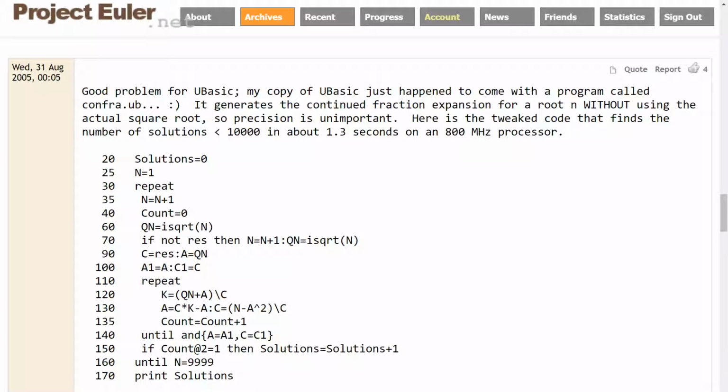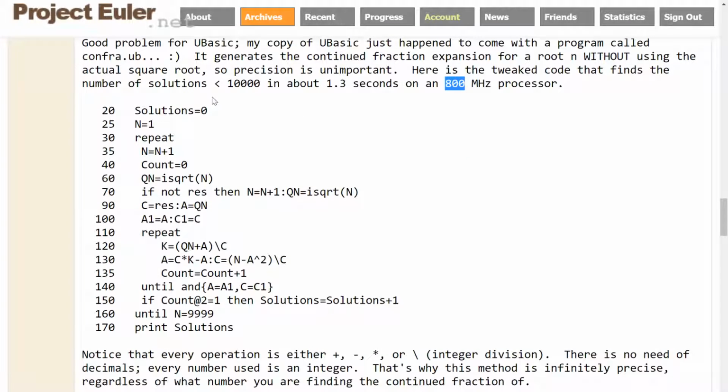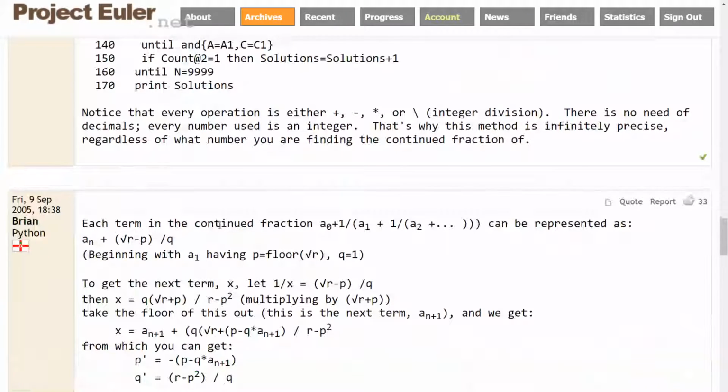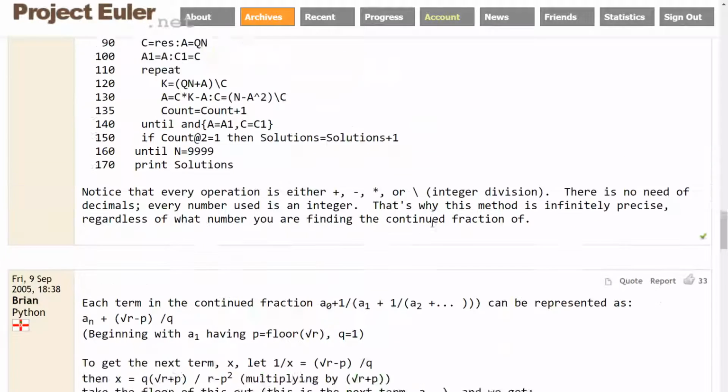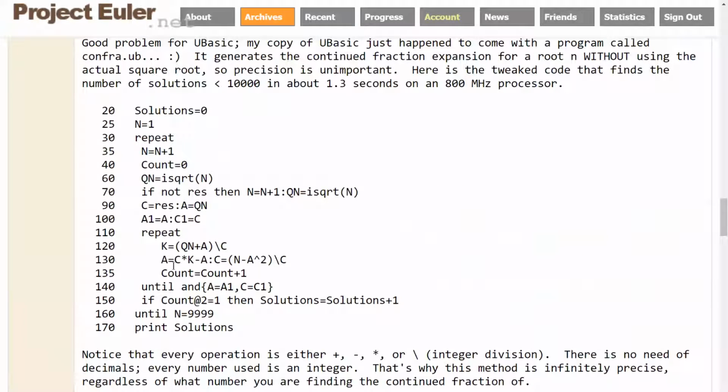$800 megahertz processor. Yes, sounds powerful. Yeah, 1.3. I think he wrote our solution. That one is same as producing K and A. It's the same one.